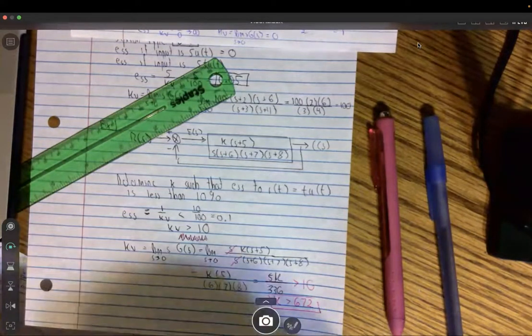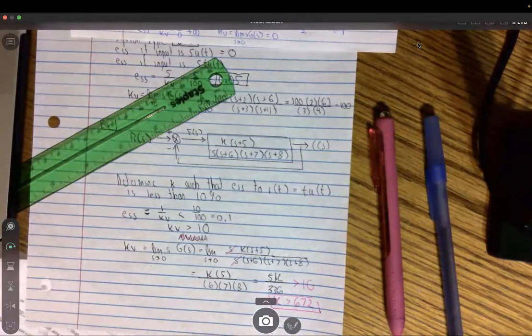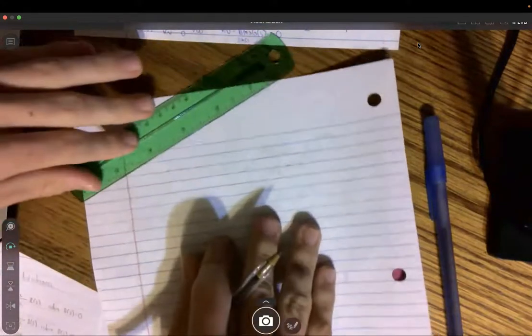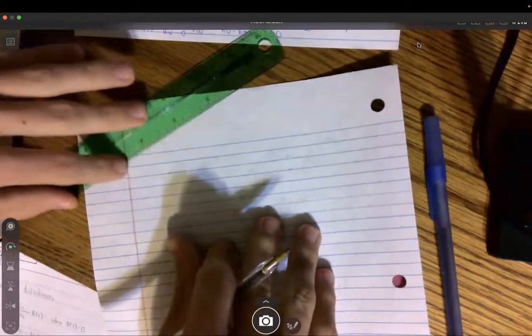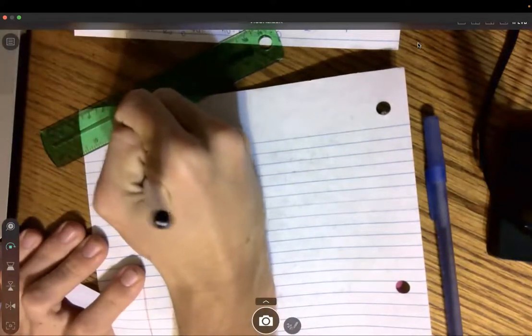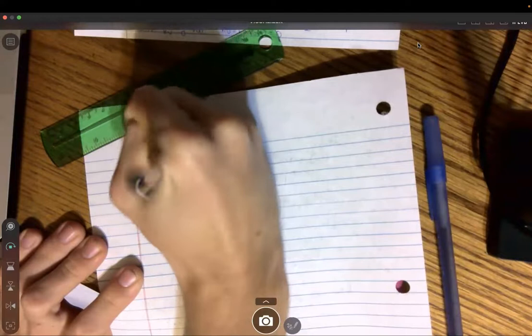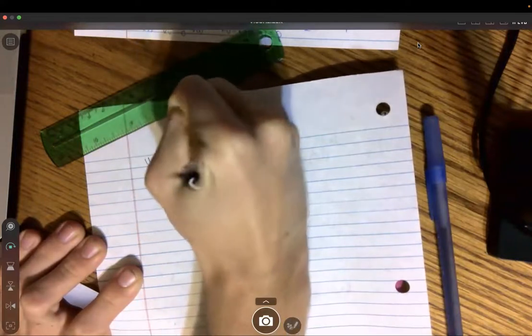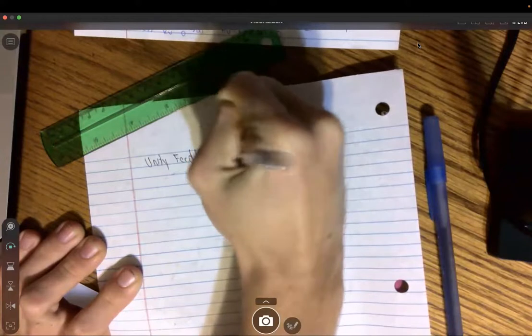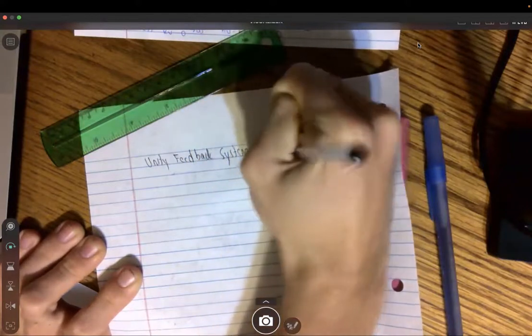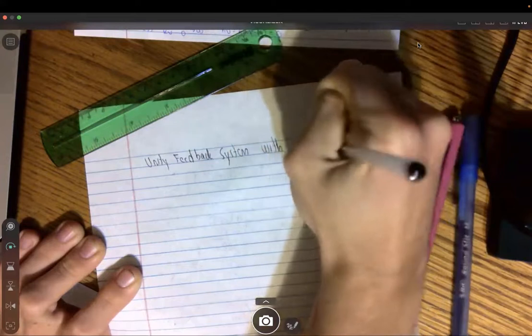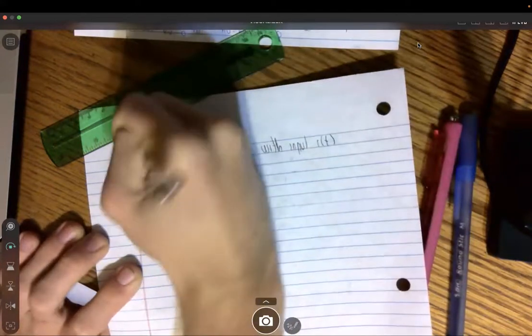Okay, this one's an important one because it introduces the topic of disturbance, and disturbance is a little different. So we have to calculate the steady state error with disturbance. So what is disturbance? Well, if we have a unity feedback system with input r(t) and disturbance d(t).